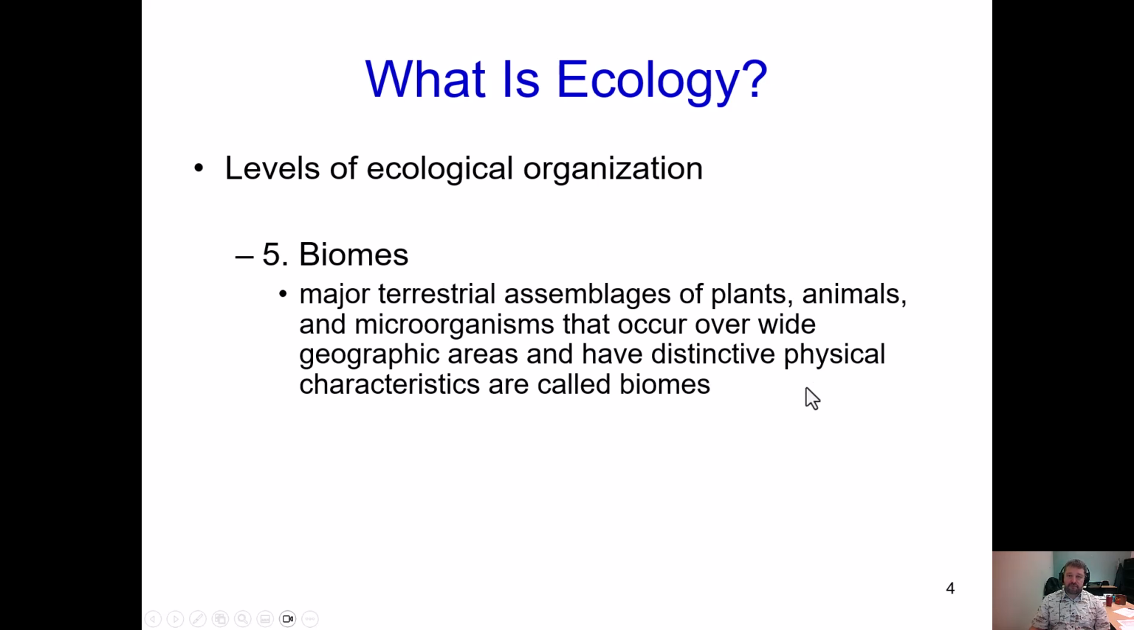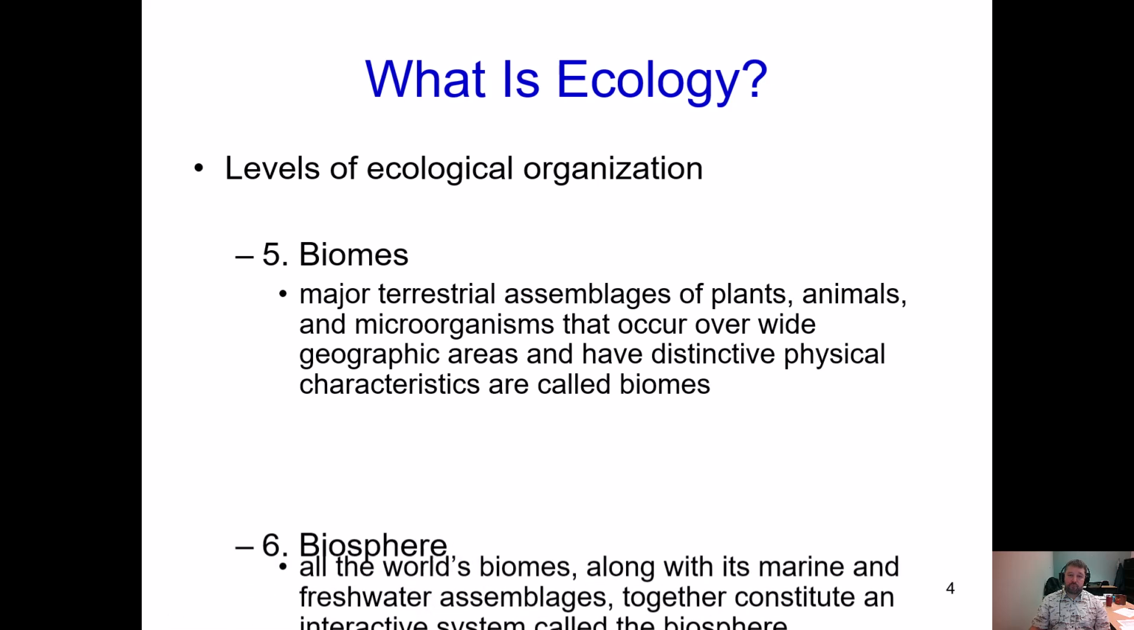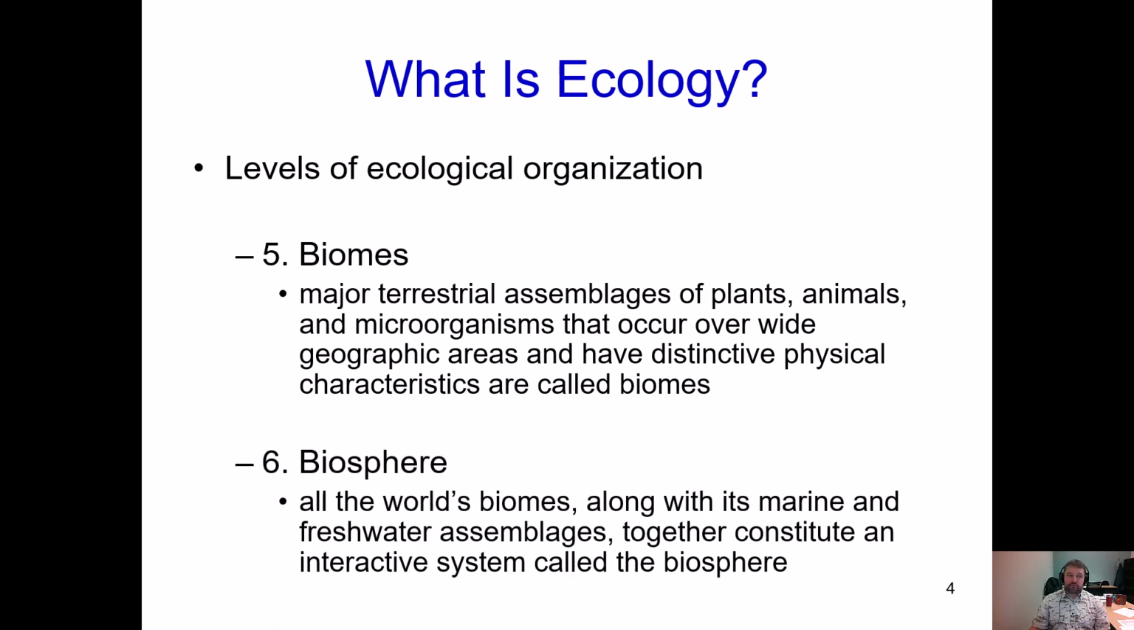And then the last one, which there is only one, and that's the biosphere. Okay, so all the world's biomes, marine, freshwater, everything, terrestrial, all the biomes fit together into a single biosphere. Okay? And that's really the 6 levels of ecological organization, all of which scientists study pieces of.